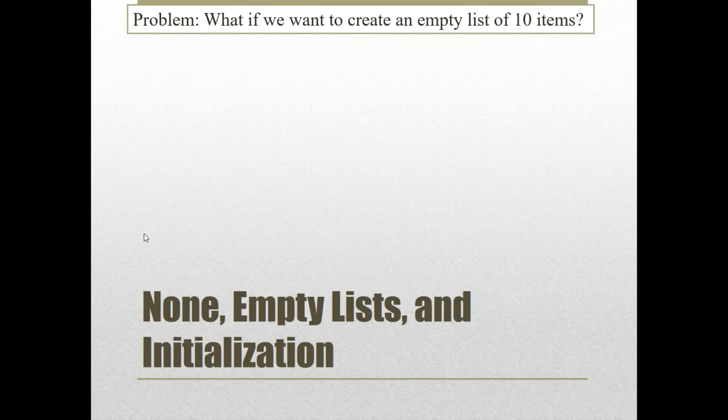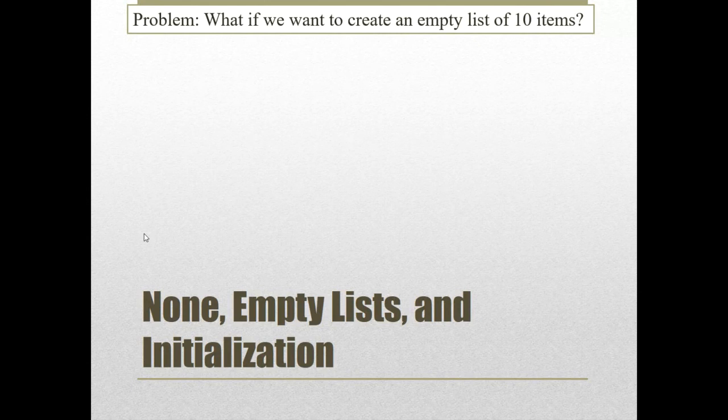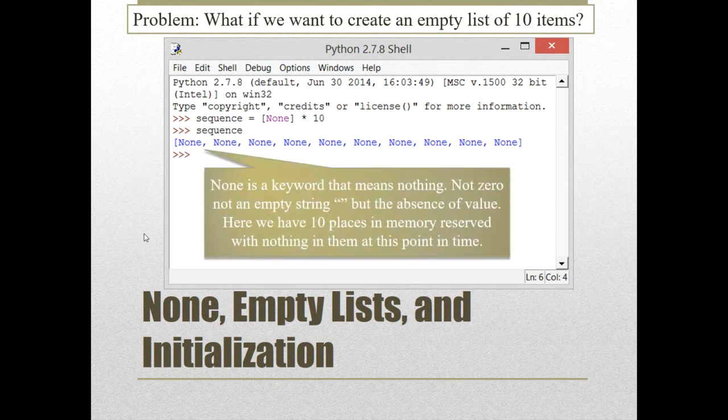So what if we want to create an empty list of 10 items? And let's say we had 10 rooms on this floor, and we wanted to keep track of their temperatures. Well, one way we can do that is we could use this keyword called None. None is not 0. It's actually the absence of an actual value. Some other languages call it null. And so you can say create sequence is equal to None times 10. And then what you get is actually kind of a whole lot of nothing. You get a list with 10 Nones in it.